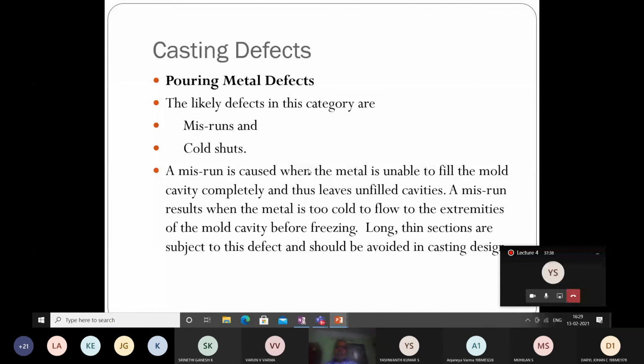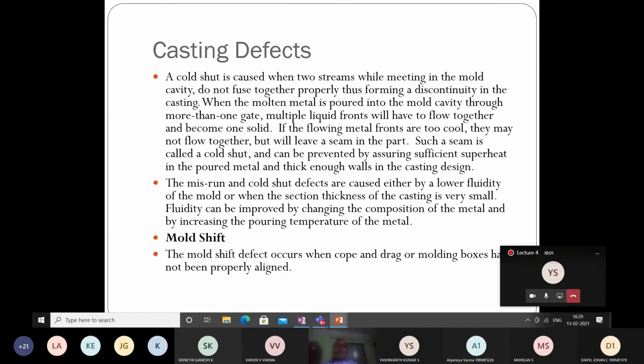Misrun is caused when the metal is unable to fill the mold cavity completely and thus leaves an unfilled cavity. A misrun results when the metal is too cold. What are the causes? The metal is too cold to flow to the extremities, the end of the mold cavity, before freezing. Long thin sections: when the casting is very thin, this type of problem will come. And cold shut: when you have two flow passages which are not fusing properly, then a discontinuity will be there. That is called cold shut.